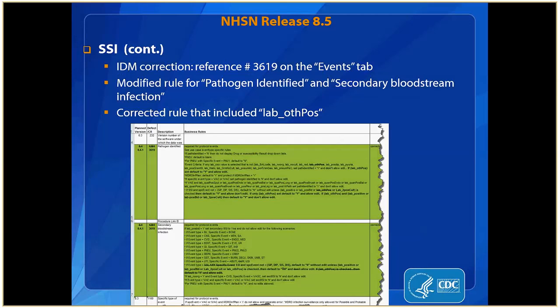Also, another correction is reference number 3619 on the Events tab. A rule was modified for the pathogen identified in secondary bloodstream infection. It corrected the rule that included lab other PODs, and actually I think the application was correct. Our IDM was incorrect. So make sure you note that change in your coding.